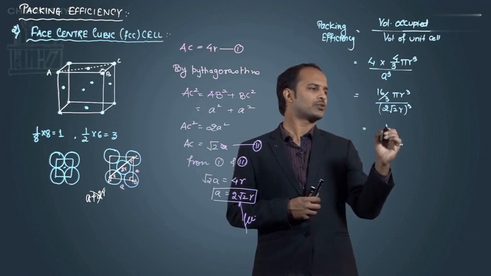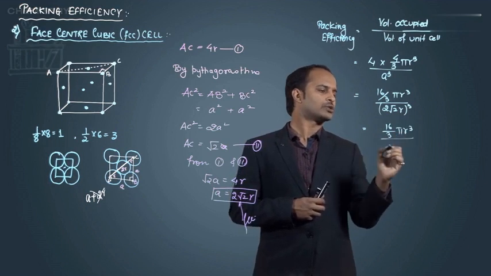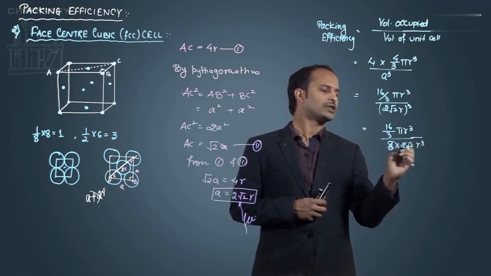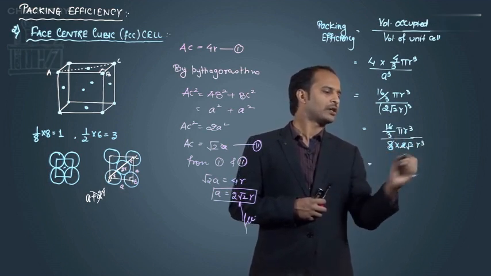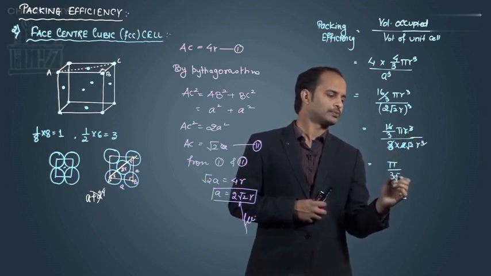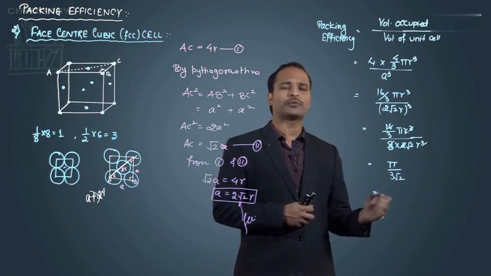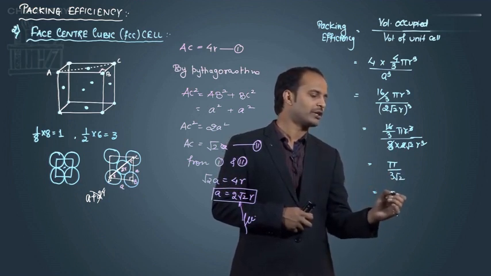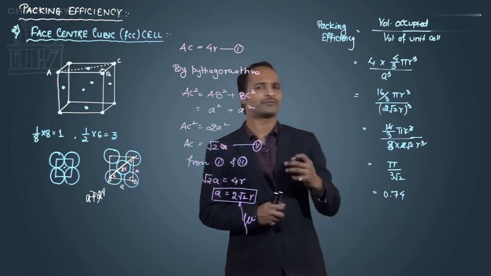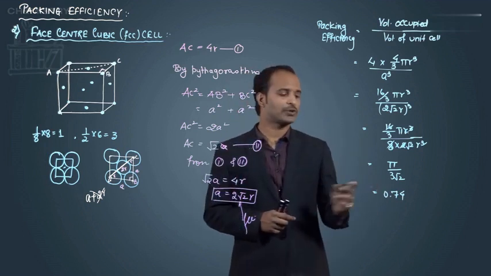So it can be written as 16 upon 3 pi r cube upon 2 2s are 4, 2 4s are 8, 8 into 2 root 2 r cube. 8 2s are 16, so 16 cancels. Then r cube will also get cancelled. So we have pi upon 3 root 2. On calculation it will give you 0.74. So this is the fraction of the total space which is occupied by these atoms. That means this is the packing efficiency in fraction, that is 0.74.